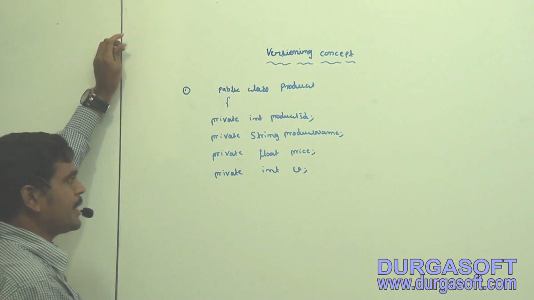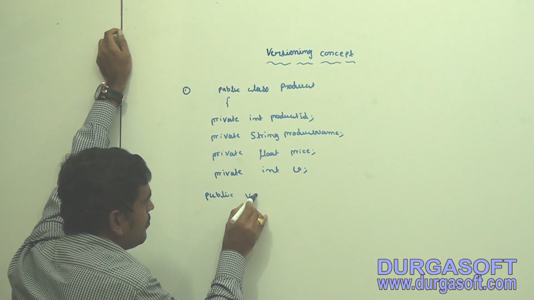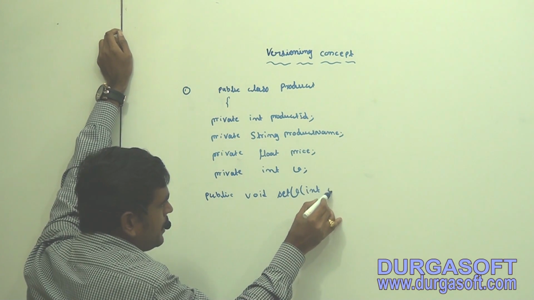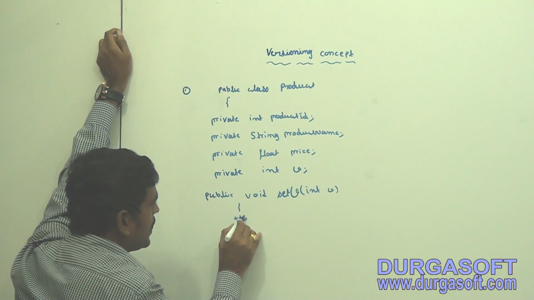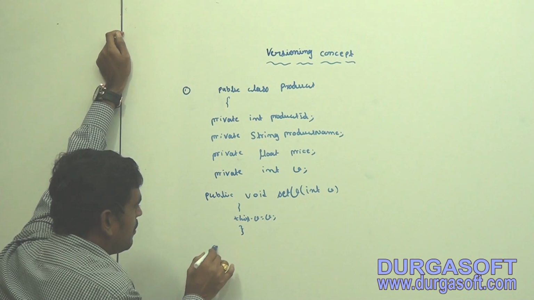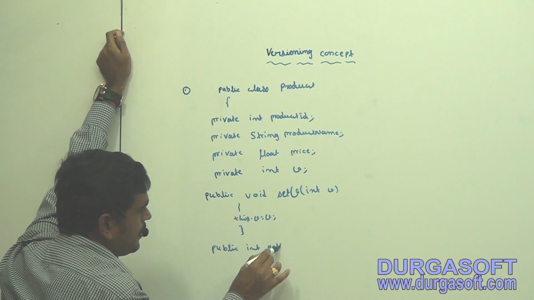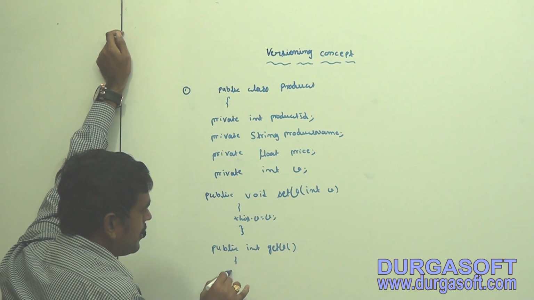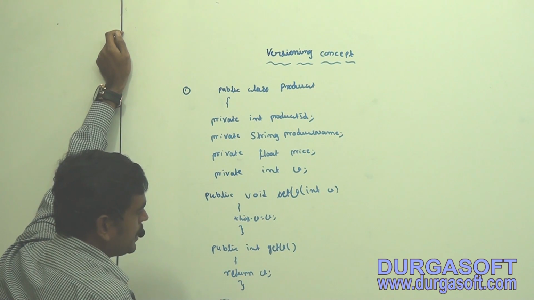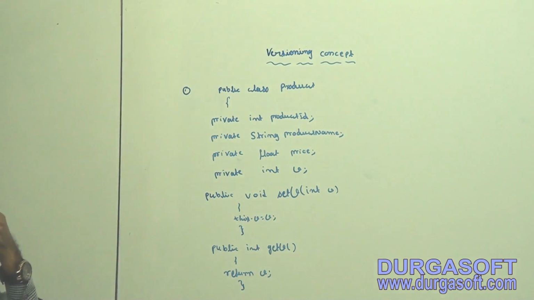Now generate the setter and getter for this property. Public void setV(int v), this.v is equal to v. The next, public int getV, now return v. Close the method, close the class.